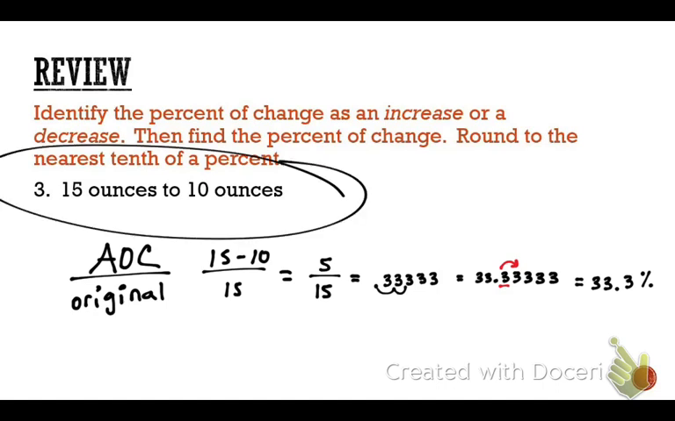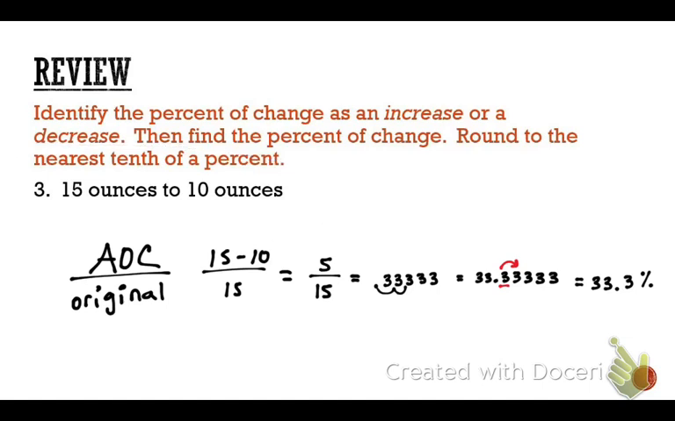Now, let's go back to this. If it was 15 ounces of candy and now it's 10 ounces of candy, did the amount of candy I have increase or decrease? It decreased. So we're at a 33.3% decrease. Once again, there will be a problem like that on tonight's homework, so use this to help you with that.